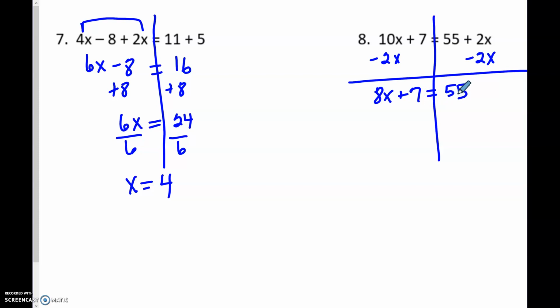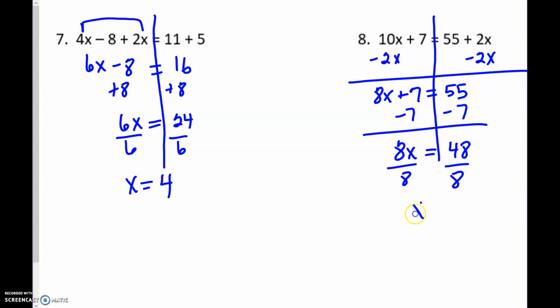All right, what is our next step in solving here? We're going to subtract 7. So we have 8x equals 48. All right, and our final step here in solving is going to be to divide by 8. So x is 6.